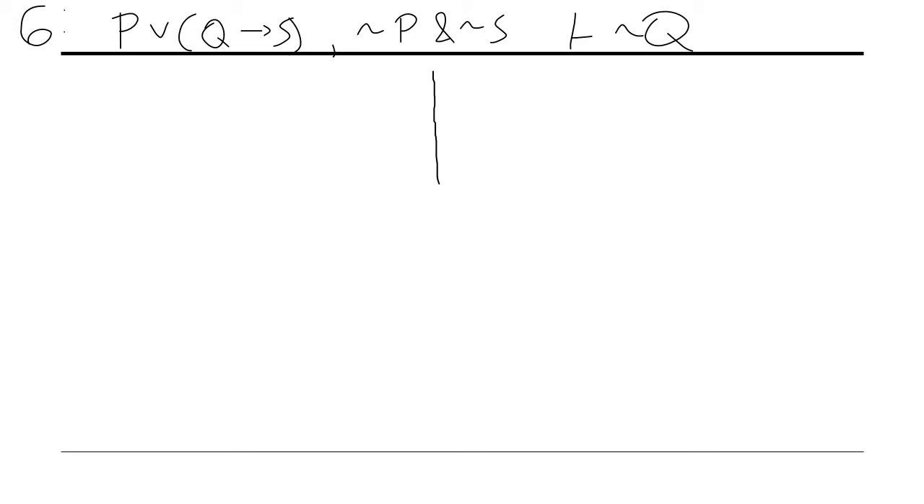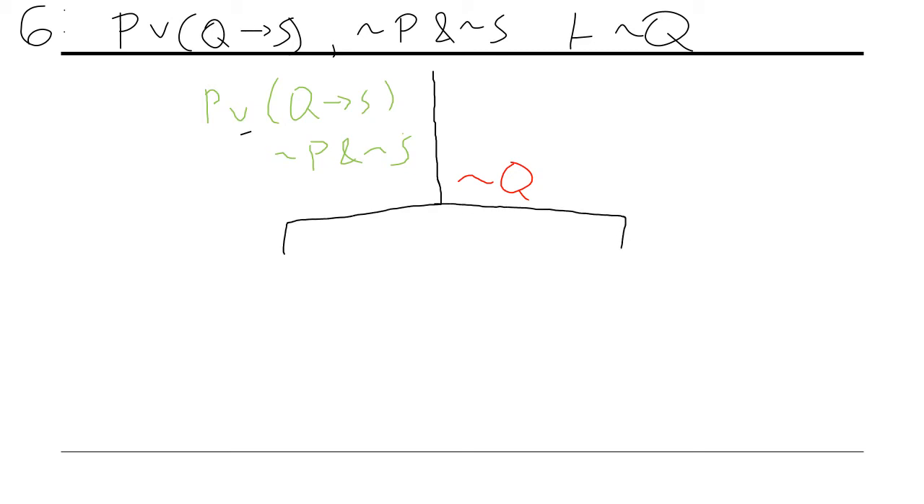We've got two premises here. We've got P or Q arrow S. Then we've got not P and not Q, or sorry, not S. And we've got our conclusion, which is not Q. The main operator here is our wedge. So left hand side here, the right hand side here. Then break down this arrow, Q, S. So now our first premise is done.